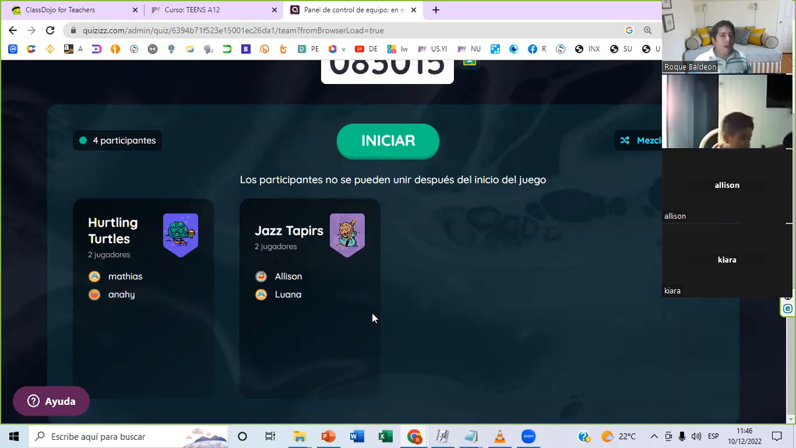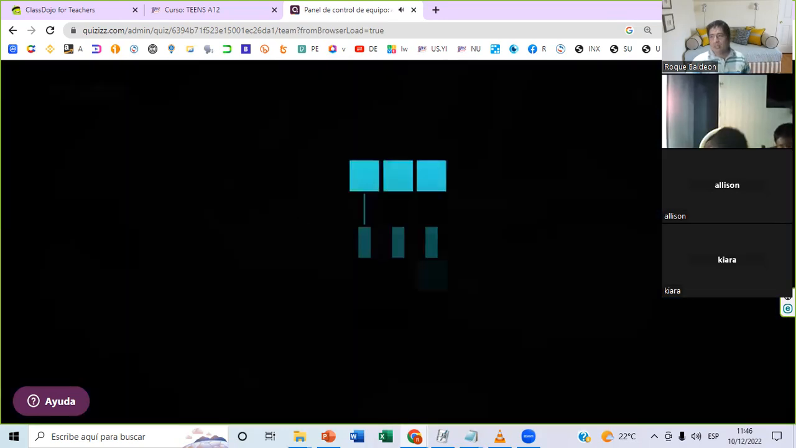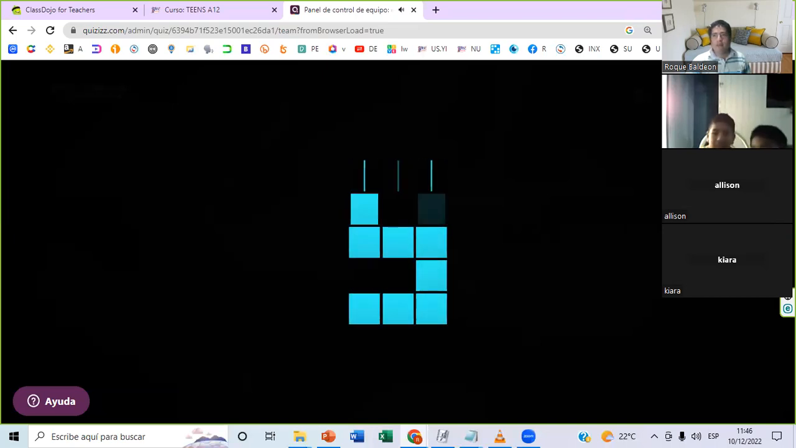Entonces, Kiarita, ¿apoyará a los tapirs o será a los turtles? ¿A quién se irá? ¿Dónde se irá, Kiarita? Good. Kiara, students, se va a los tapirs. Bien, students, ahora sí. One, two, and three students, a demostrar su máximo power.